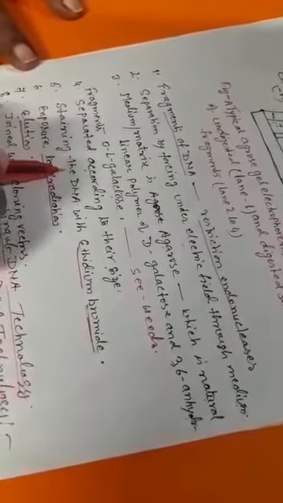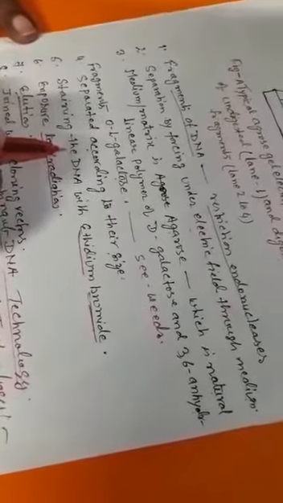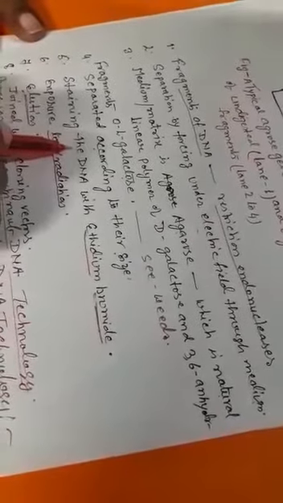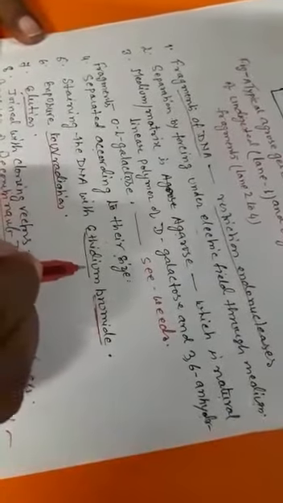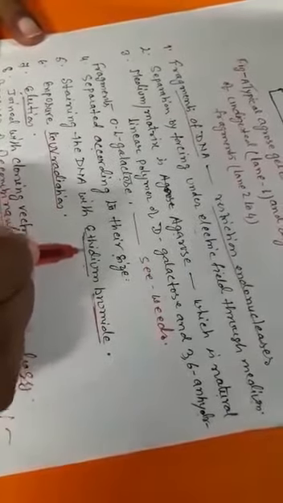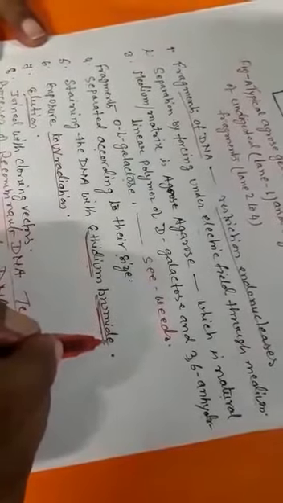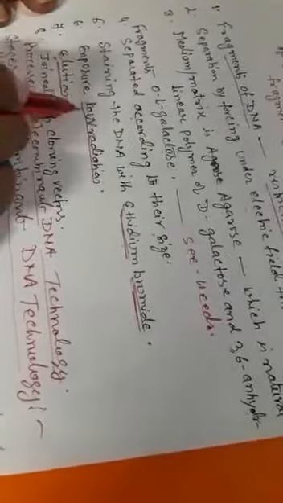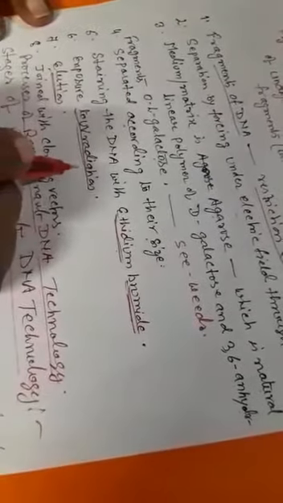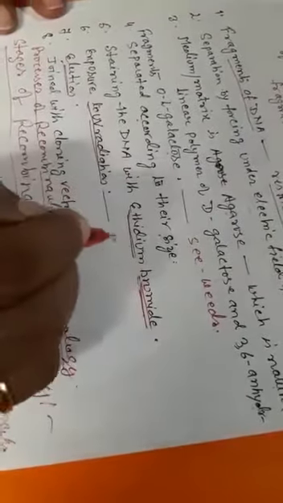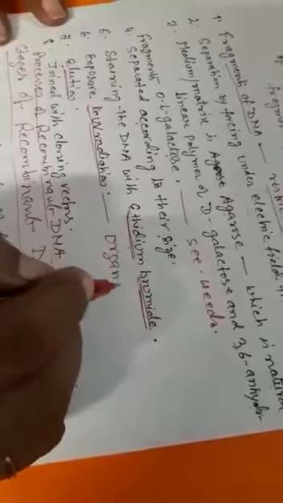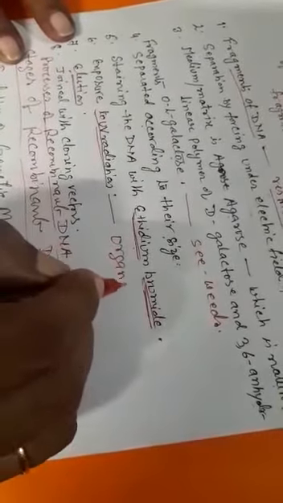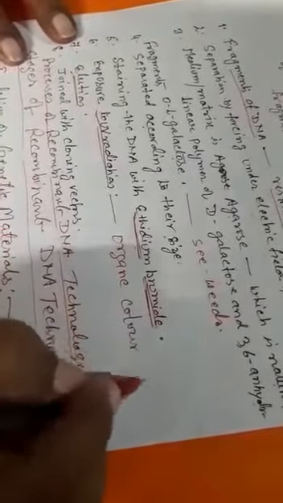The separated DNA fragments are visualized after staining the DNA with ethidium bromide, followed by exposure to ultraviolet radiation. The DNA fragments are seen as orange colored bands.